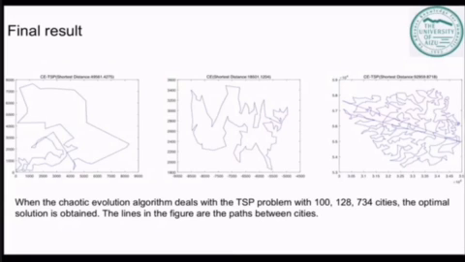The three pictures from left to right are the city connection maps obtained when the chaotic evolution algorithm processed the three TSP problems. It can be seen from the figure that the chaotic evolution algorithm successfully converges to the vicinity of the global optimal solution in a limited iterative process.